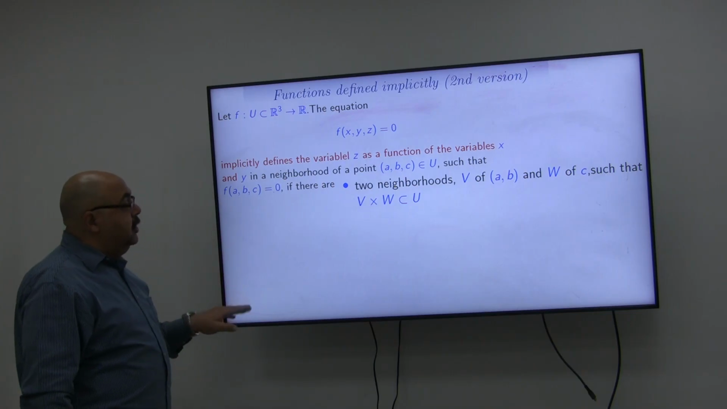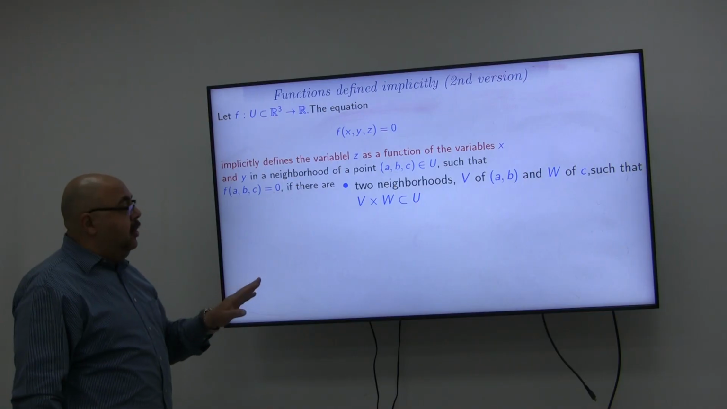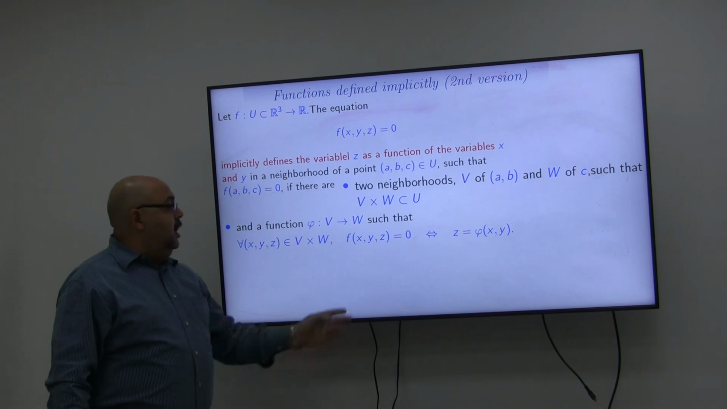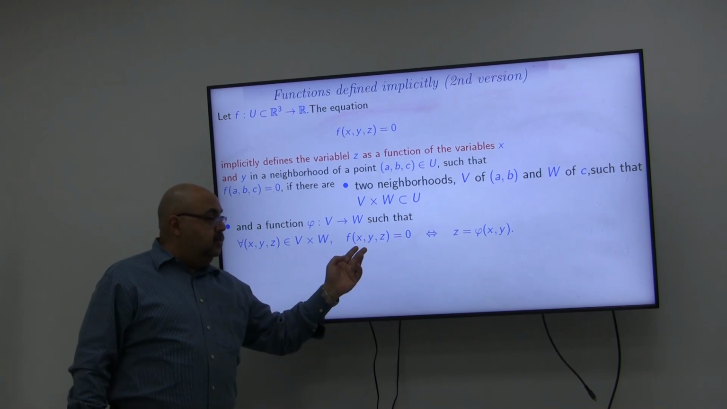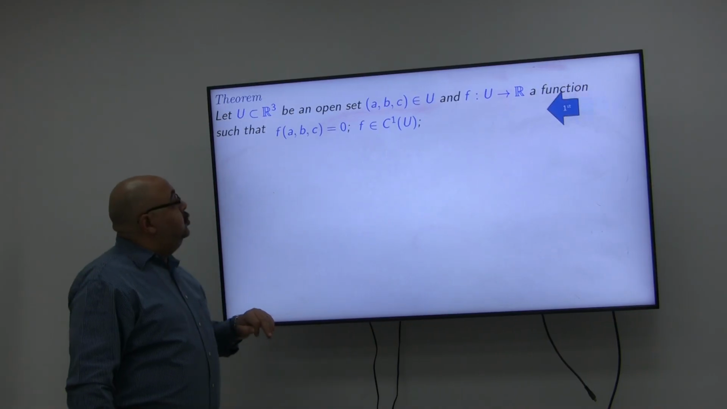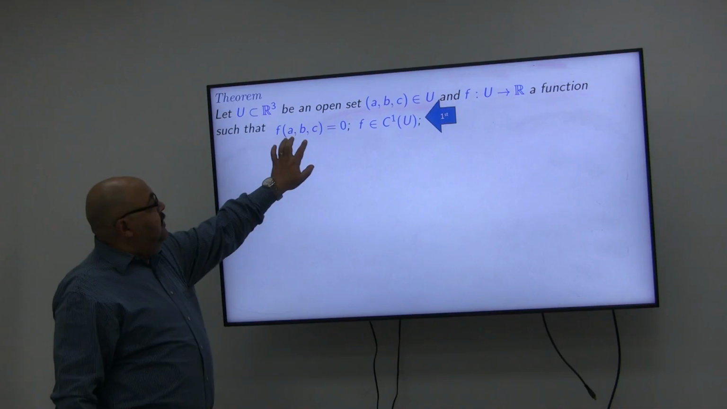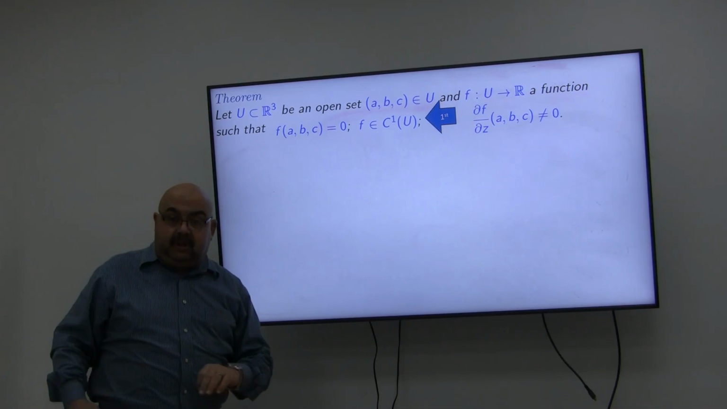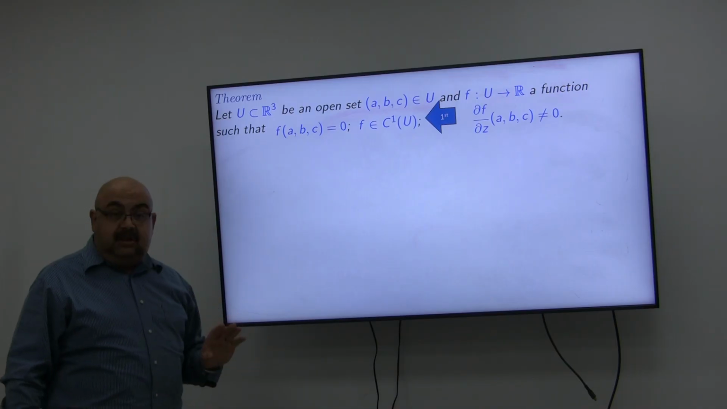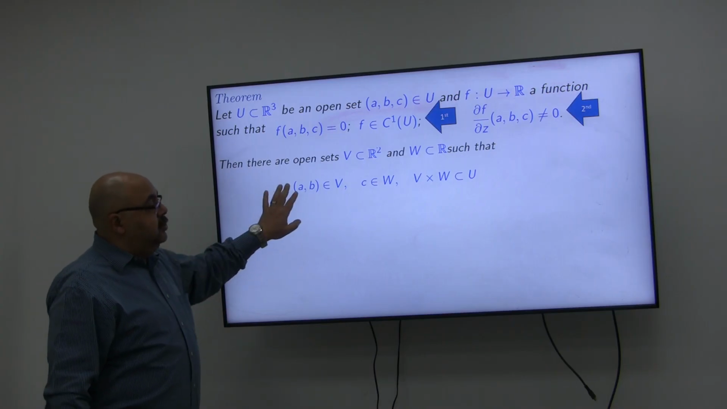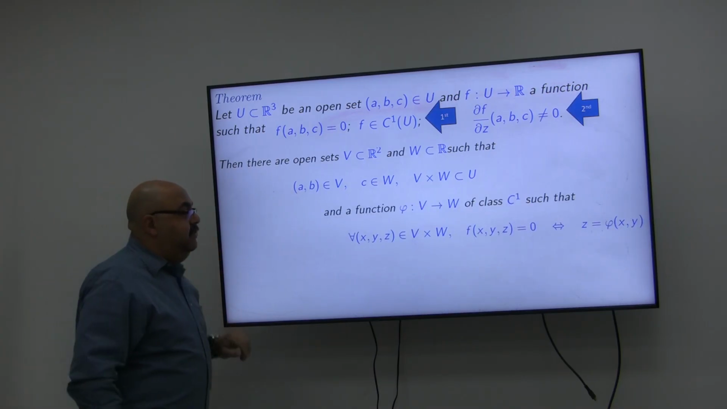So in the neighborhood of the point (a, b, c), where V cross W belongs to a set U, I will have the function equal to 0. That's the first condition, that the value of the function is equal to 0. And the second condition is that the derivative of f with respect to the variable that I want to separate, partial f partial z, doesn't equal 0.